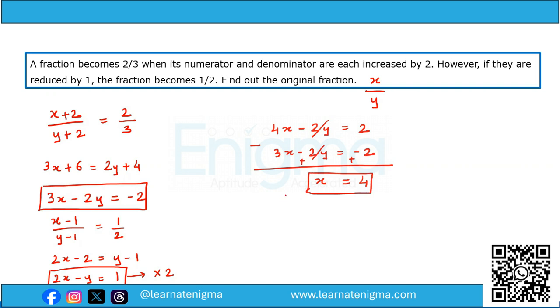Now we can substitute x equal to 4 in any of the equations. Let's substitute it over here. So 2x, that is 2 4s are 8, minus y is equal to 1. Therefore y comes out as 8 minus 1, that is 7. So your original fraction becomes 4 by 7.